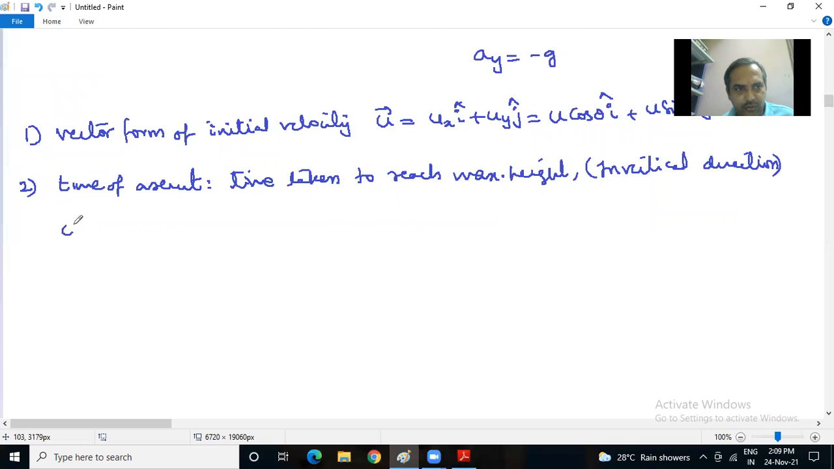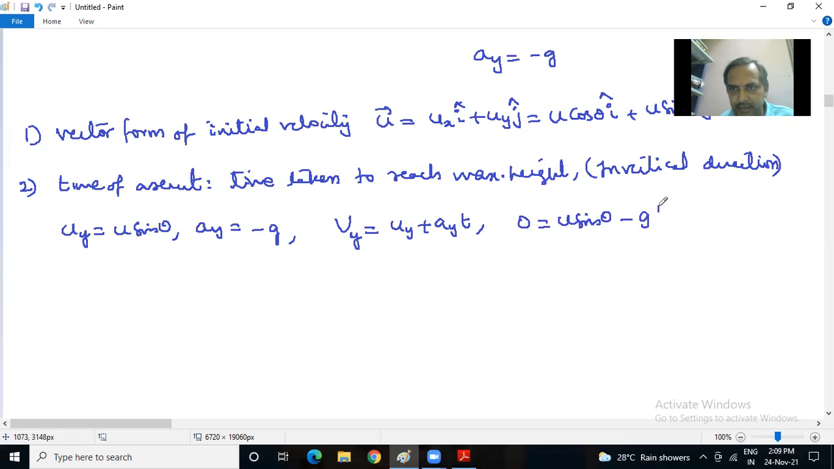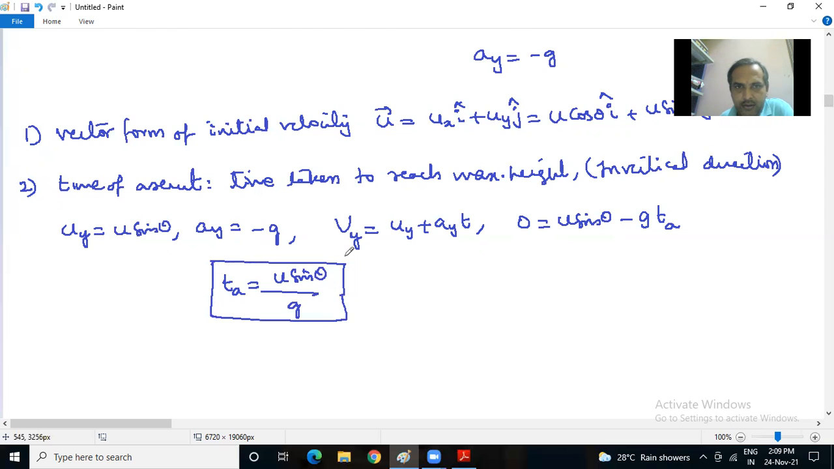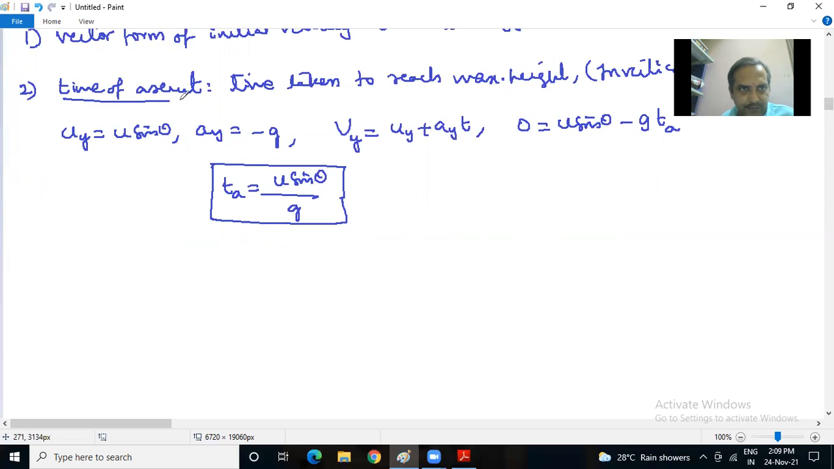In the vertical direction, we took uy is equal to u sin theta and ay is equal to minus g. So making use of vy is equal to uy plus ay t. When it reaches maximum height, the final velocity is 0. So 0 is u sin theta minus g times the time of ascent. If you simplify that, Ta is equal to u sin theta by g. There will be numericals on this equation. Now, this is the time of ascent.